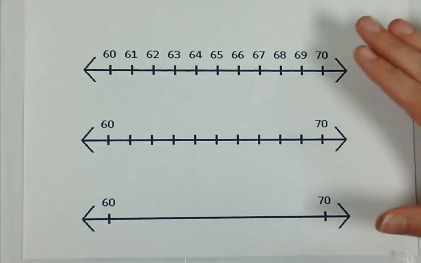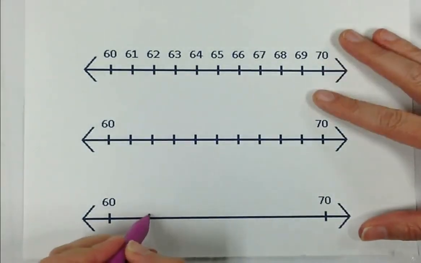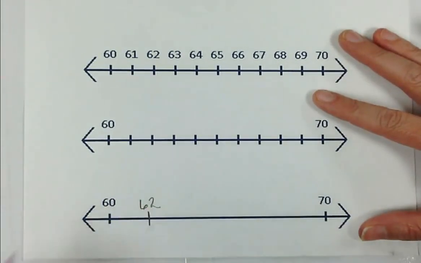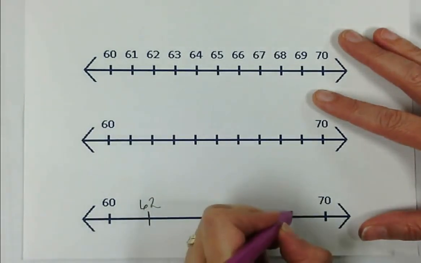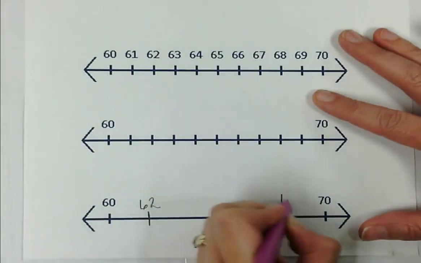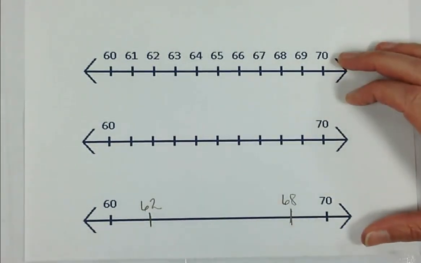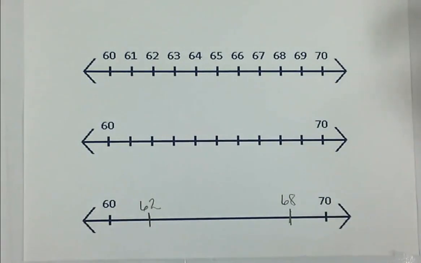Where would I place the number 62? Well, it would come over here close to 60. I have good experience now. Where would I place the number 68? Okay, well, it would come more over here, etc. So students can then explain why they're placing the numbers where they're placing them.